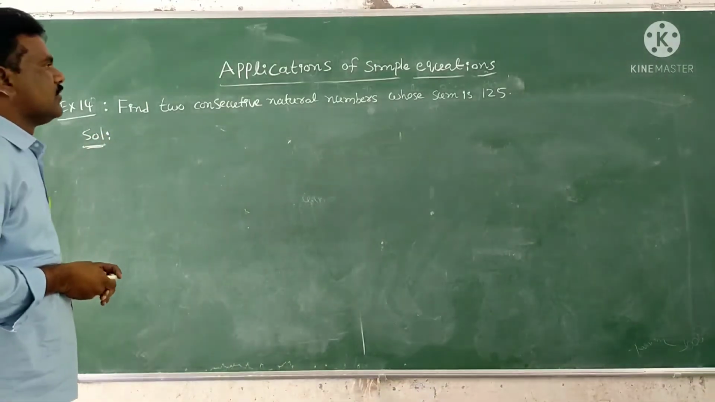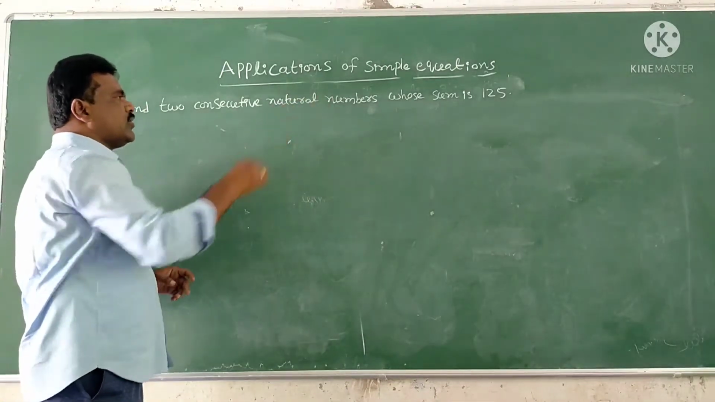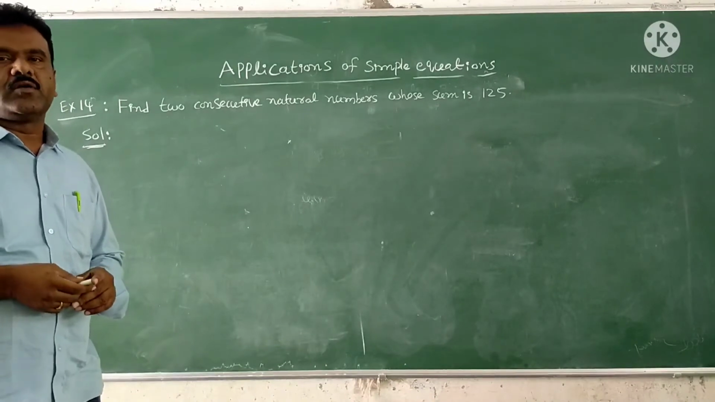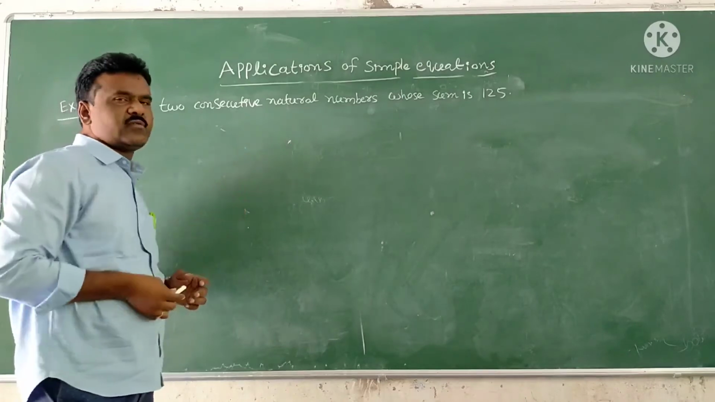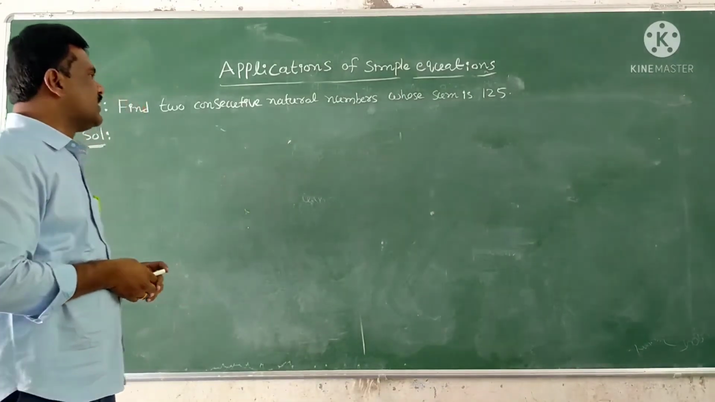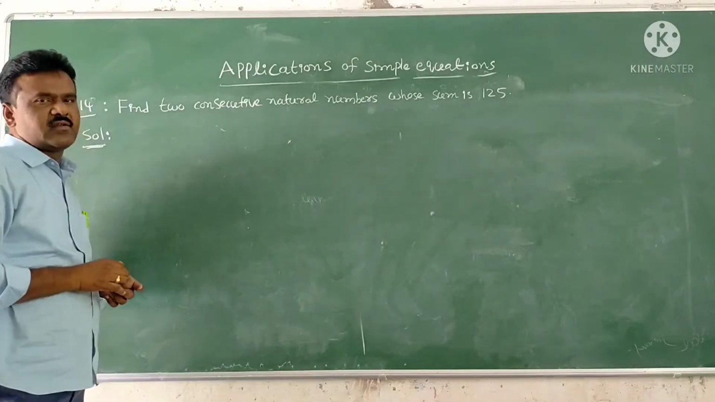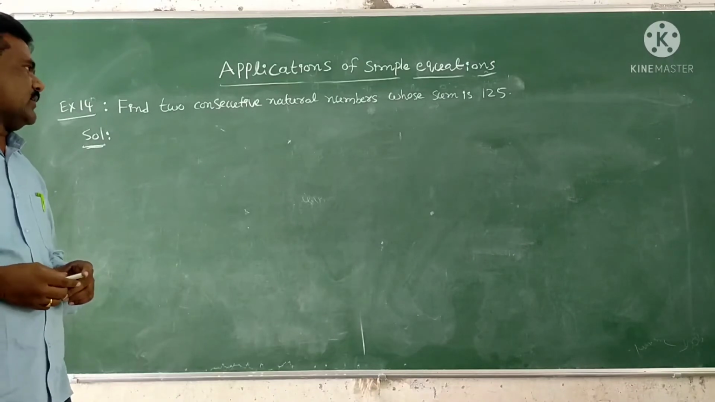Here, what is given? The sum of two consecutive natural numbers is given. The sum is 125. What is required? Two consecutive natural numbers are required.